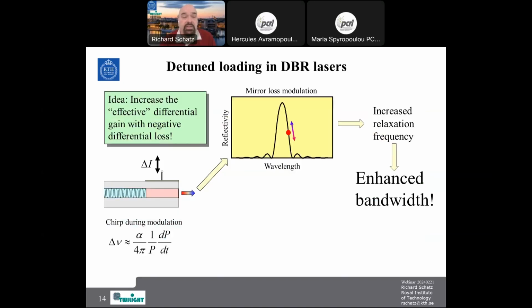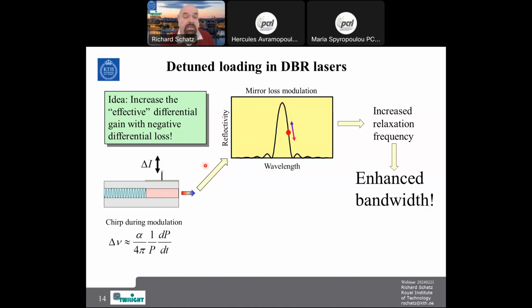So detuned loading works like this. I told you that when you change the current in your laser, the carrier density here will change a little. If you do it rapidly, then you get chirp, which was a problem. However, you can utilize this because if you have a DBR laser, here is the active section and here is the Bragg reflector, then the mirror reflectivity will look like this. It will be a high mirror reflectivity at the Bragg wavelength of this grating and lower reflectivity when you are at wavelengths deviating from this maximum reflectivity.